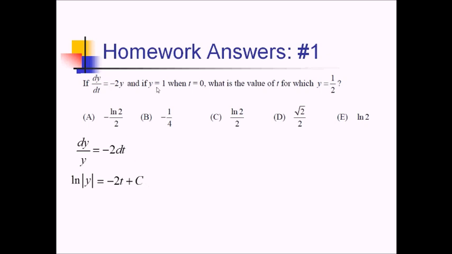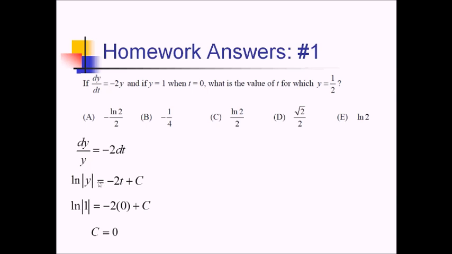Now I have to figure out the c value. Well, I know that y is 1 when t is 0, so I'm going to plug those in. I've got ln of absolute value of 1, which I don't really need the absolute value there, equals negative 2 times 0 plus c. Well, this just zeroes out, leaving us with c. ln of 1 is also 0, so c then must equal 0. All right, plugging everything in.